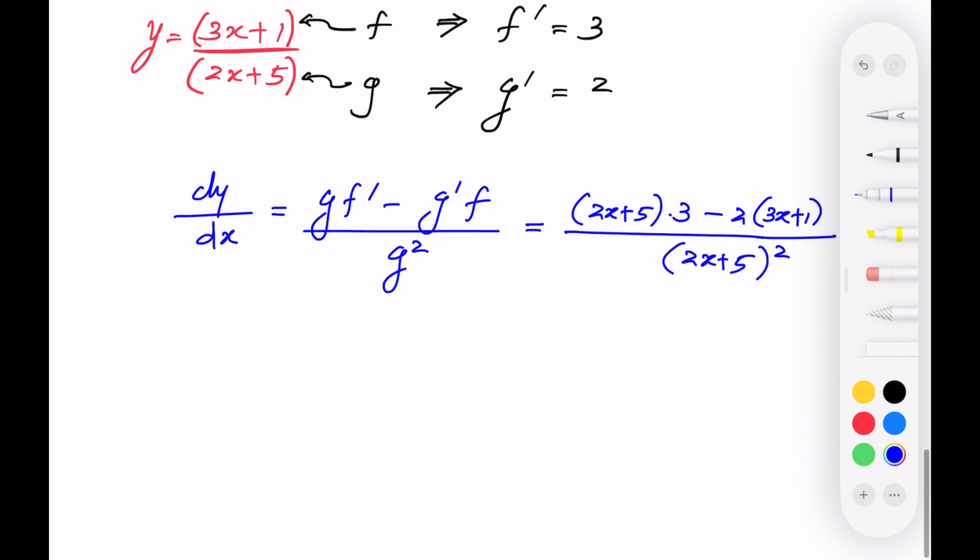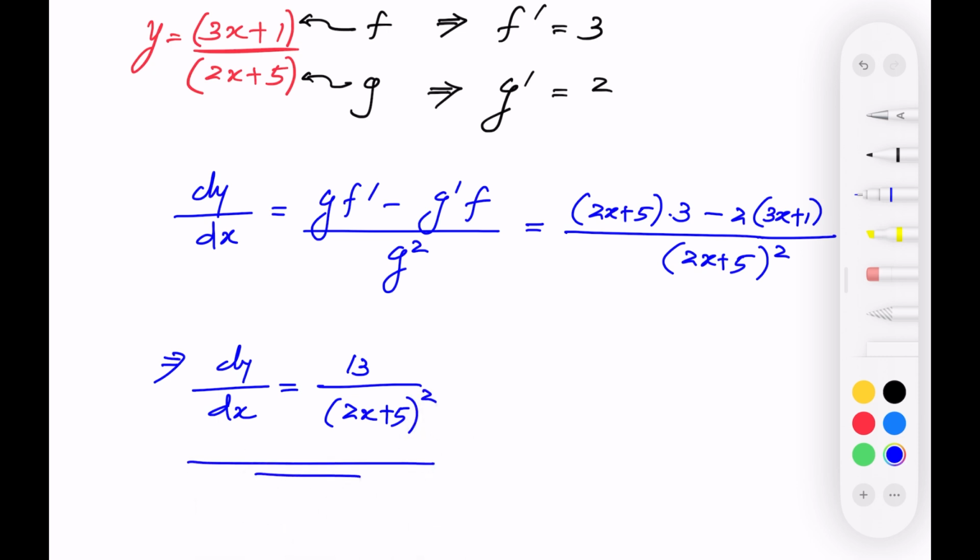Now you need to simplify this. From that we get dy by dx equals 3 times 2x is 6x, and minus 2 times 3x is another 6x. Those two 6x's will be cancelled. 3 times 5 is 15, minus 2 times 1 is a 2. So on the numerator we have just a 13. That's divided by 2x plus 5, everything squared. That's the answer for that problem.